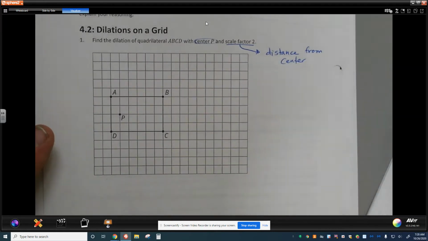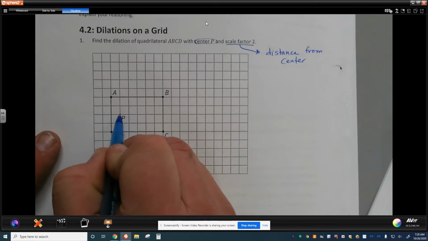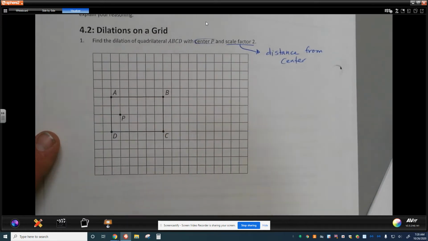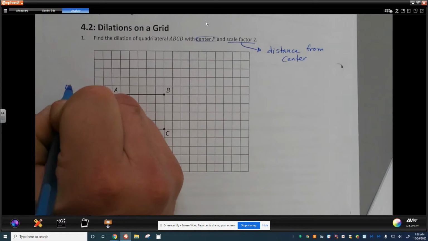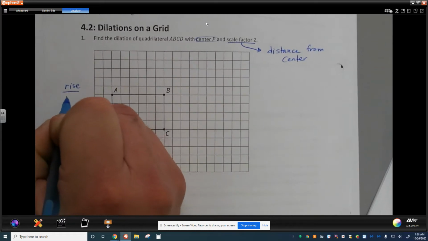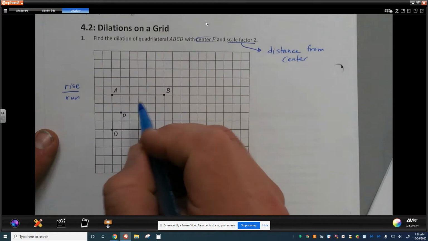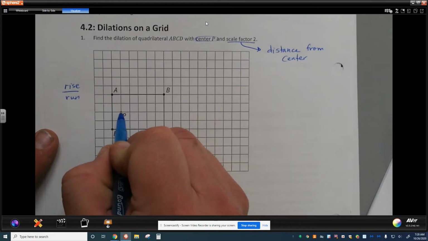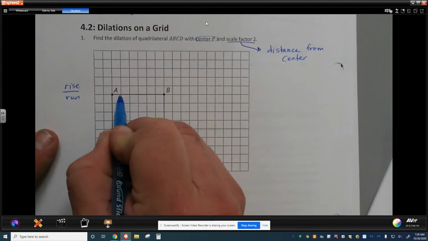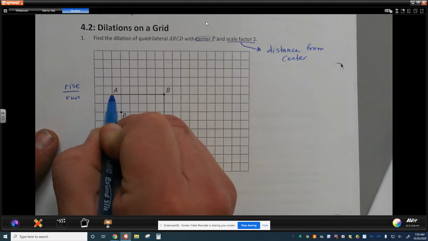When we look at the distance from center, we take a look from here to P. We're going to go ahead and measure that distance from P to A using our ratio of rise over run. So we're always going to be talking about vertical change and then horizontal change. So this one right here, from P to A, we see that we go up 2 units and left 1 unit.